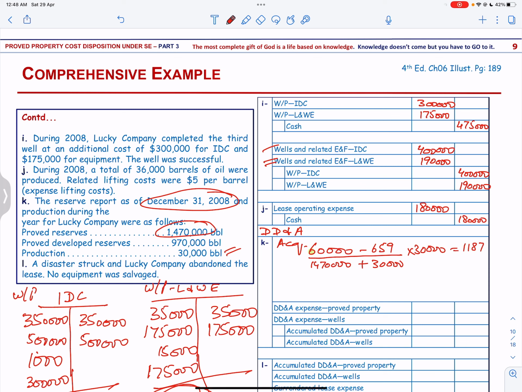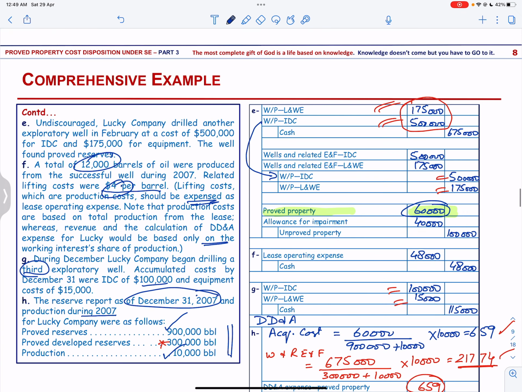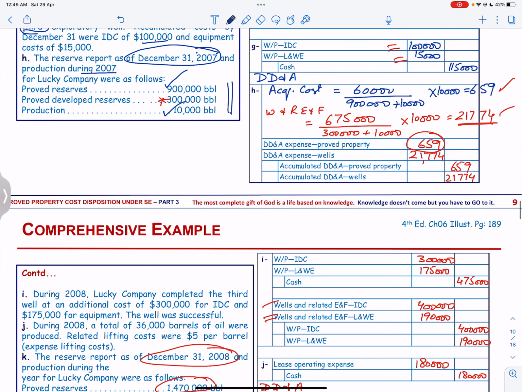Next, we are going to calculate the DD&A for wells and related equipment and facilities. So for this we have, how much do we have? Okay, so we have a total for intangible drilling cost, lease and equipment, that will be 675.